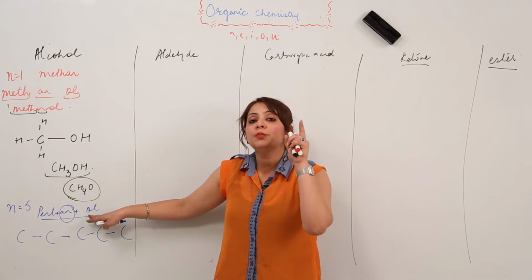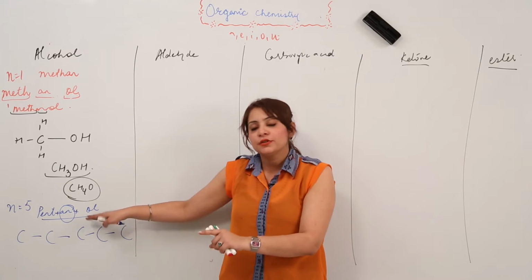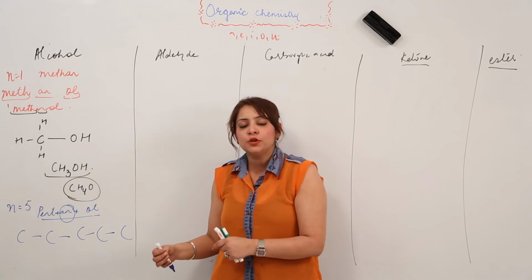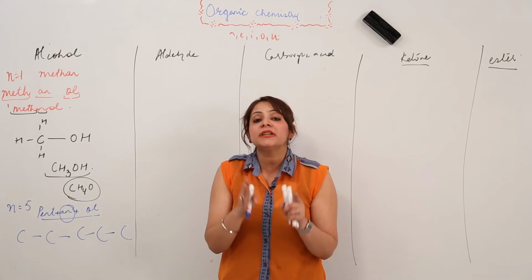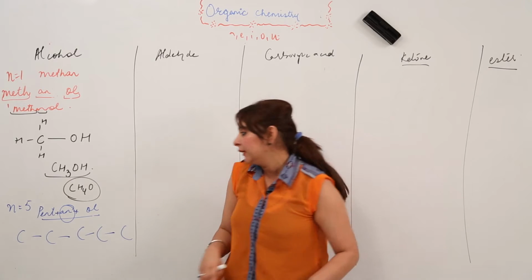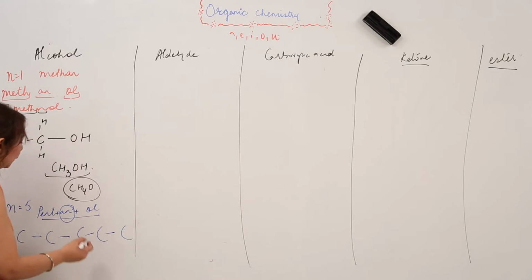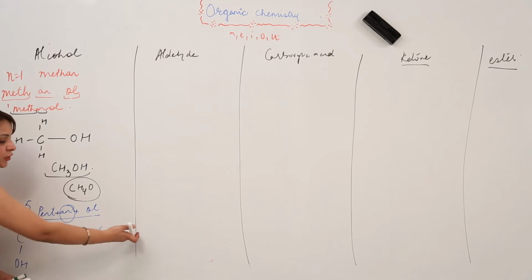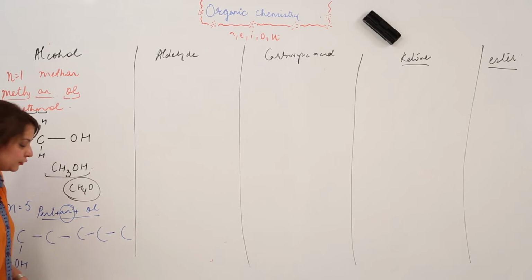That means it has to be put on the corner carbon. So either put it on that corner or this corner, it doesn't make a difference, but put it in the corner, not in the middle. Don't attach it to the mid carbon, right? So this is what I'm doing, I'm just putting this OH on a corner carbon.